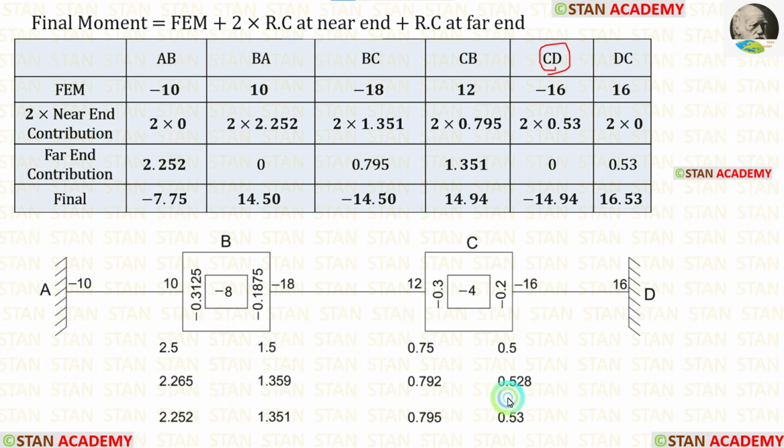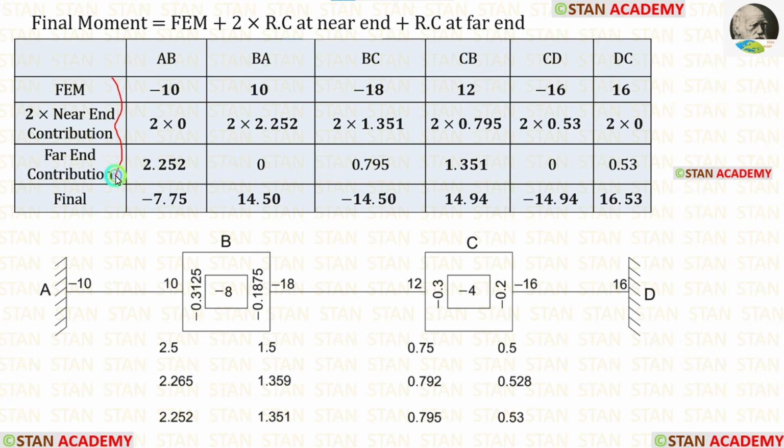For CD, the near end contribution is 0.53, so 2 into 0.53. For CD, the far end is DC. In DC, the contribution will be 0, so 0. For DC, the near end contribution is 0, so 2 into 0. For DC, the far end is CD. In CD, the contribution is 0.53.